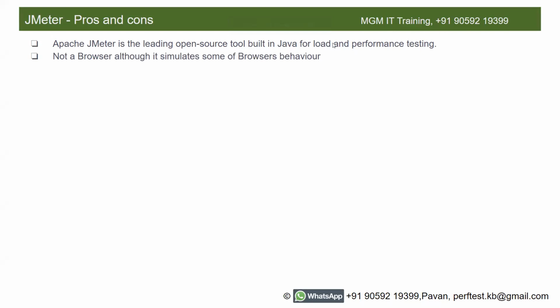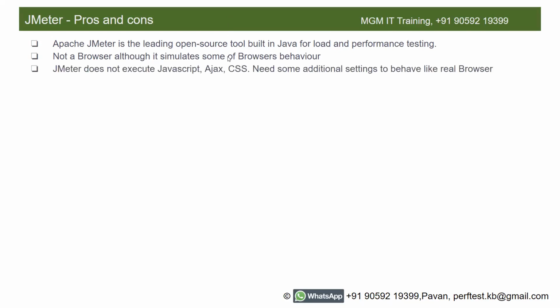We'll discuss how JMeter can be used for functional testing as well. And it is not a browser, although it simulates some of the browser's behavior. We'll discuss this in depth, like what does this statement mean. JMeter does not execute JavaScript, AJAX, and CSS. I already explained JavaScript and CSS, the purpose of CSS and the purpose of JavaScript. AJAX we haven't covered yet, sorry. So you need some additional settings to behave like a real browser.